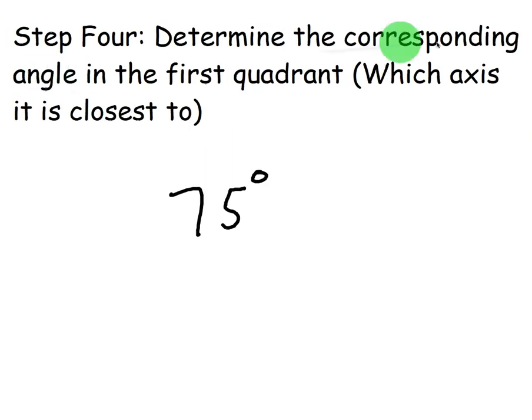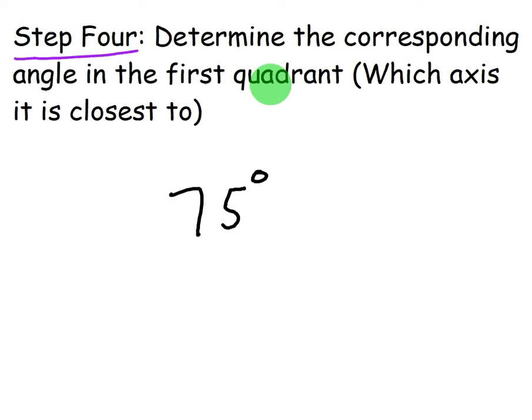Step 4, determine the corresponding angle in the first quadrant. So we're going over steps, which basically means that if you do these steps, you don't have to remember the enhanced unit circle of the multiples of 15. You can just do it. So what is the corresponding angle in the first quadrant?